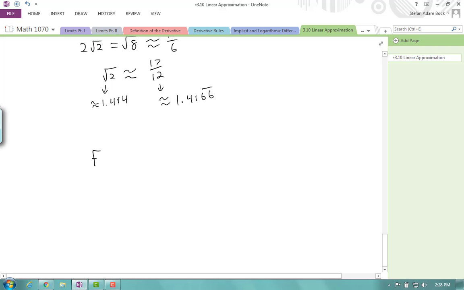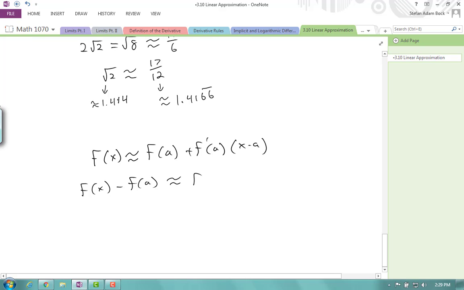We had that the function was approximately equal to f of a plus f prime of a times x minus a, or f of x minus f of a is approximately equal to f prime of a times x minus a, or f of x minus f of a divided by x minus a is approximately equal to f prime of a. And this is exactly one of the things we use for the derivative.